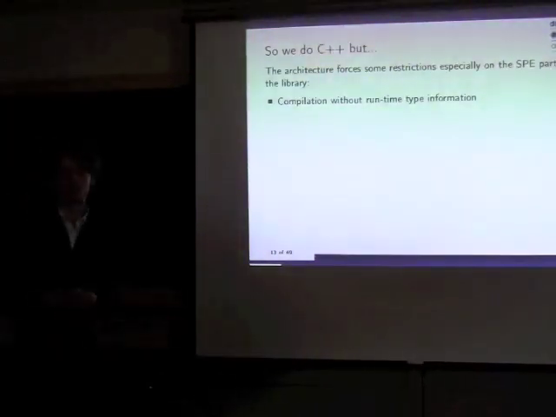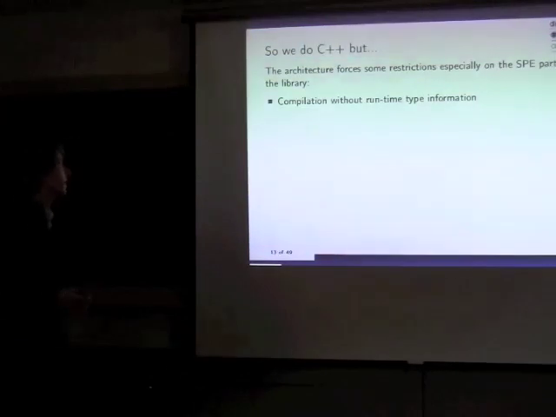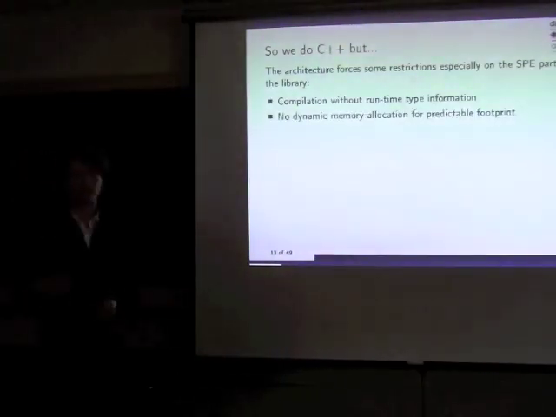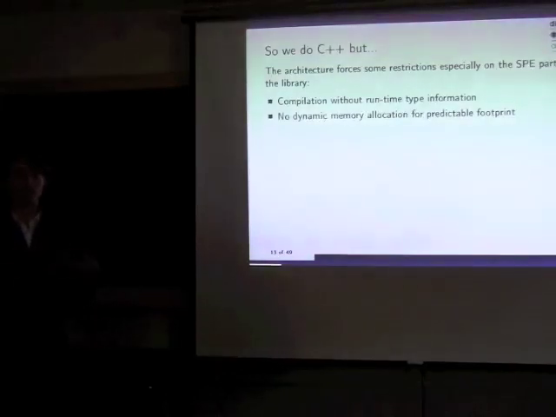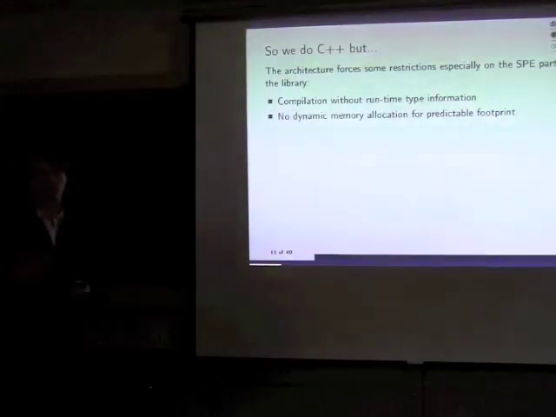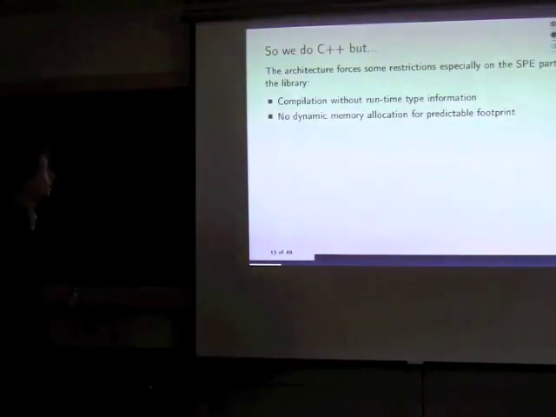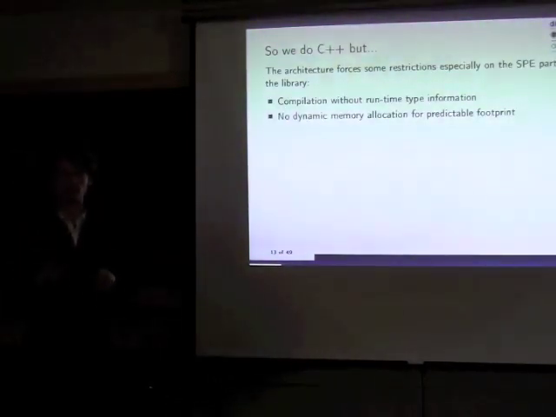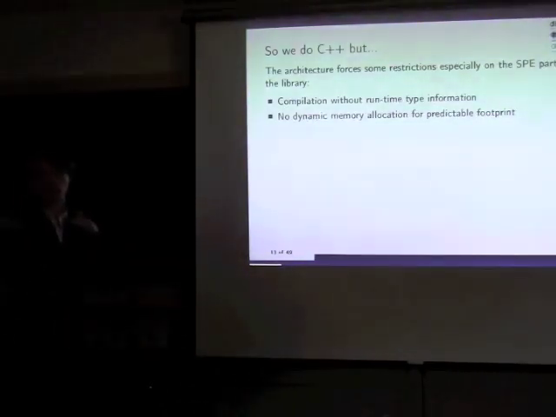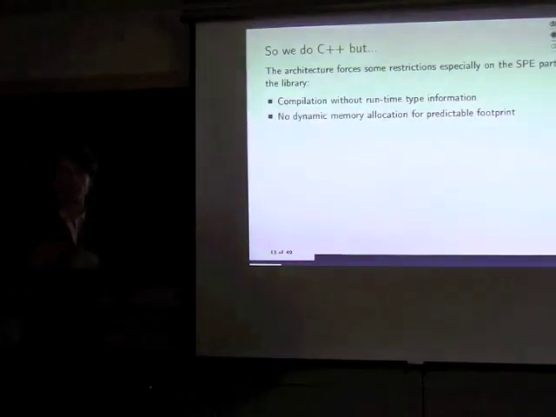So we do C++, but due to the limitations on the SPU, we limit some of the C++ features. We don't compile with runtime type information, just to reduce the size. We don't do any dynamic memory allocation in our library. This is to have a predictable footprint for the developer, so the developer will know, okay, the library is this size and it will not grow. This is very important, so the user can calculate how much memory he can allocate to use for his own code. Of course, since we use templates and stuff like that, depending on the code of our library that you use, it will still grow. But we don't do dynamic allocation. So when you start your execution, the memory the library needs will never grow.